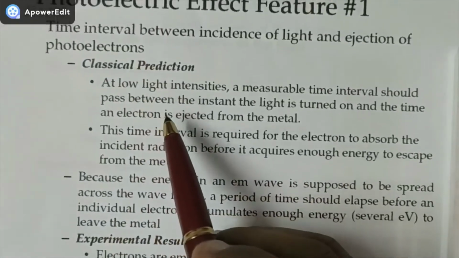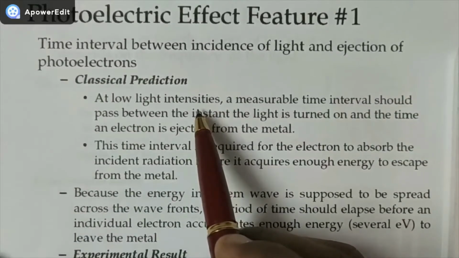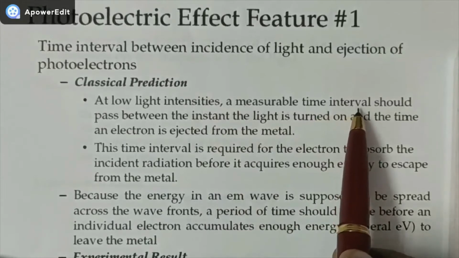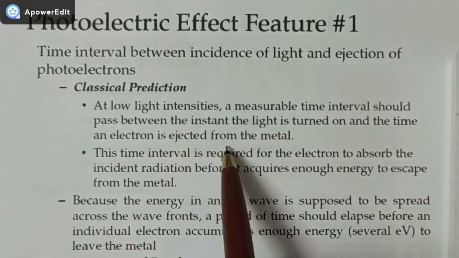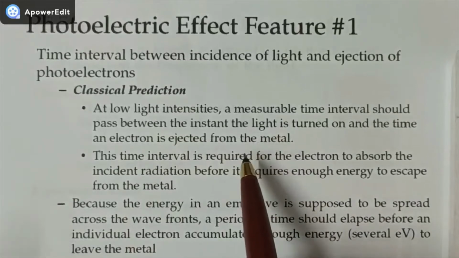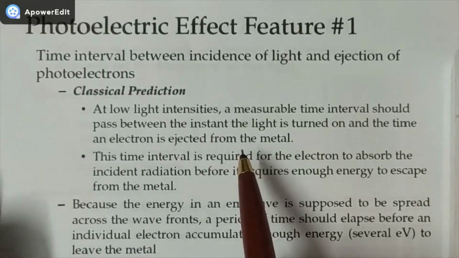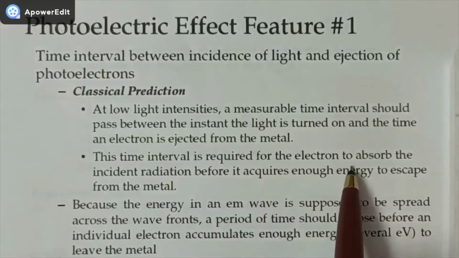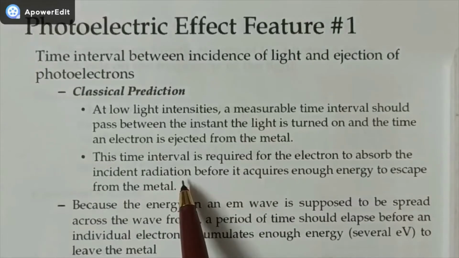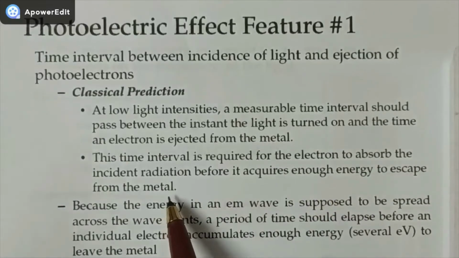Classically, what we can think of is that if we have a low intensity light falling on the metallic surface, a measurable time interval should pass between the instant the light is turned on and the time an electron is ejected from the metal. That means that when the light is falling on the metallic surface, it must take a certain time to absorb the energy and then emit the electron. That time interval is required for the electron to absorb the incident radiation before it acquires enough energy, more than its binding energy, to escape from the metal.